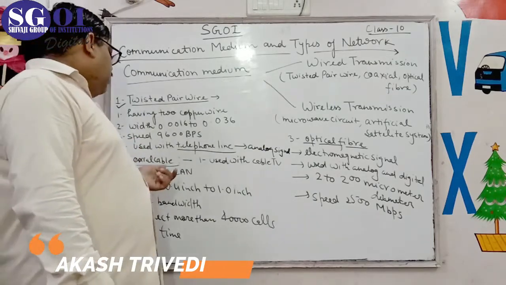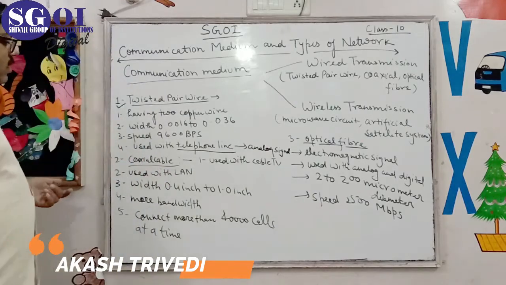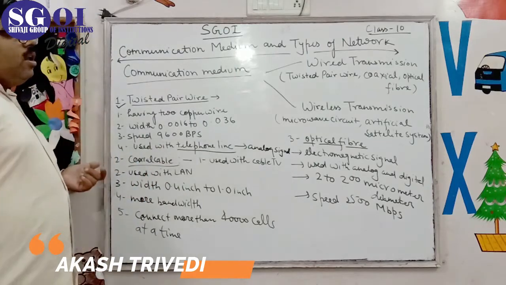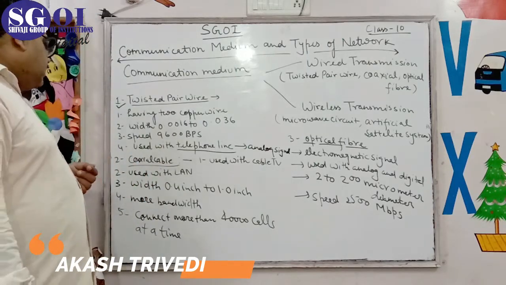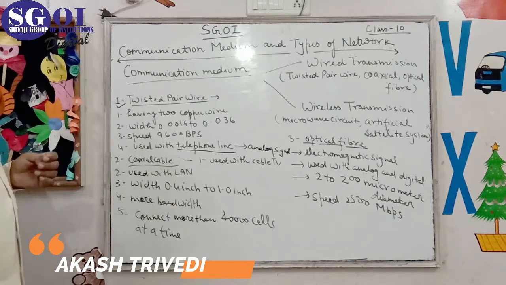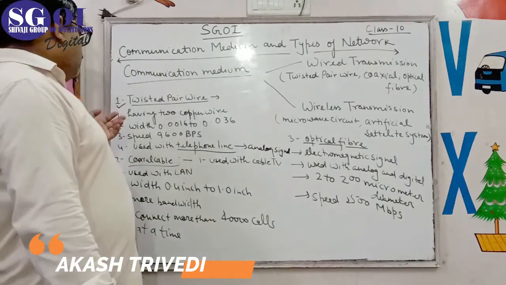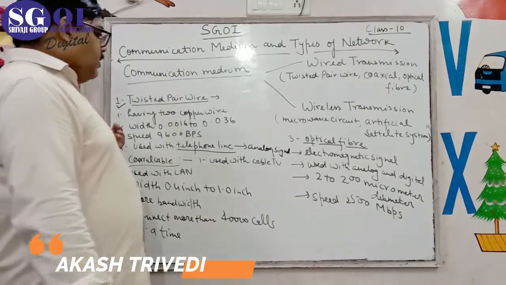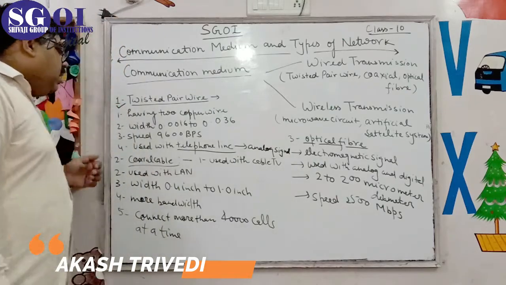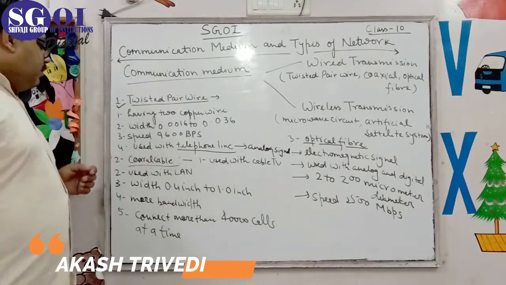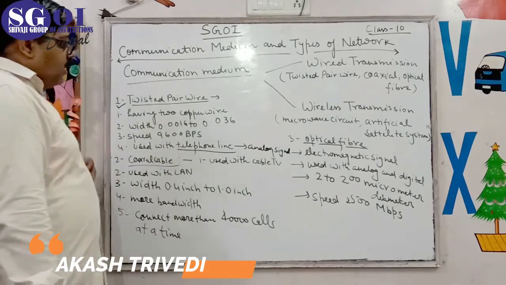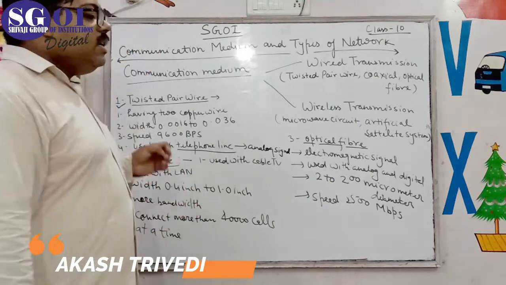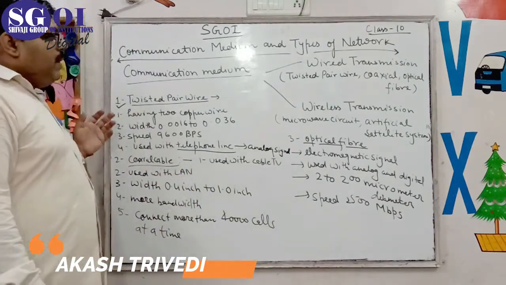The width of coaxial cable is 0.4 inch to 1 inch, and it is used for both long and short distances, because it has more bandwidth compared with twisted pair wire. Also we can send both analog and digital signals in coaxial cable. We can connect more than 40,000 calls at a time with the help of coaxial cable. So it is more useful than twisted pair wire.